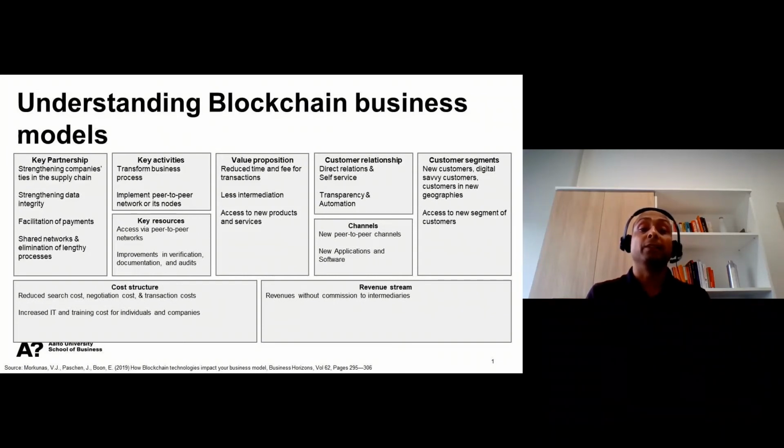The third element, key resources, focuses on what vital resources the focal firm implementing blockchain or digital ledger technology should focus on. Obviously, companies should train their employees to use new peer-to-peer networks safely. In addition, documentation, verification of received messages, and new auditing approaches would need investment.